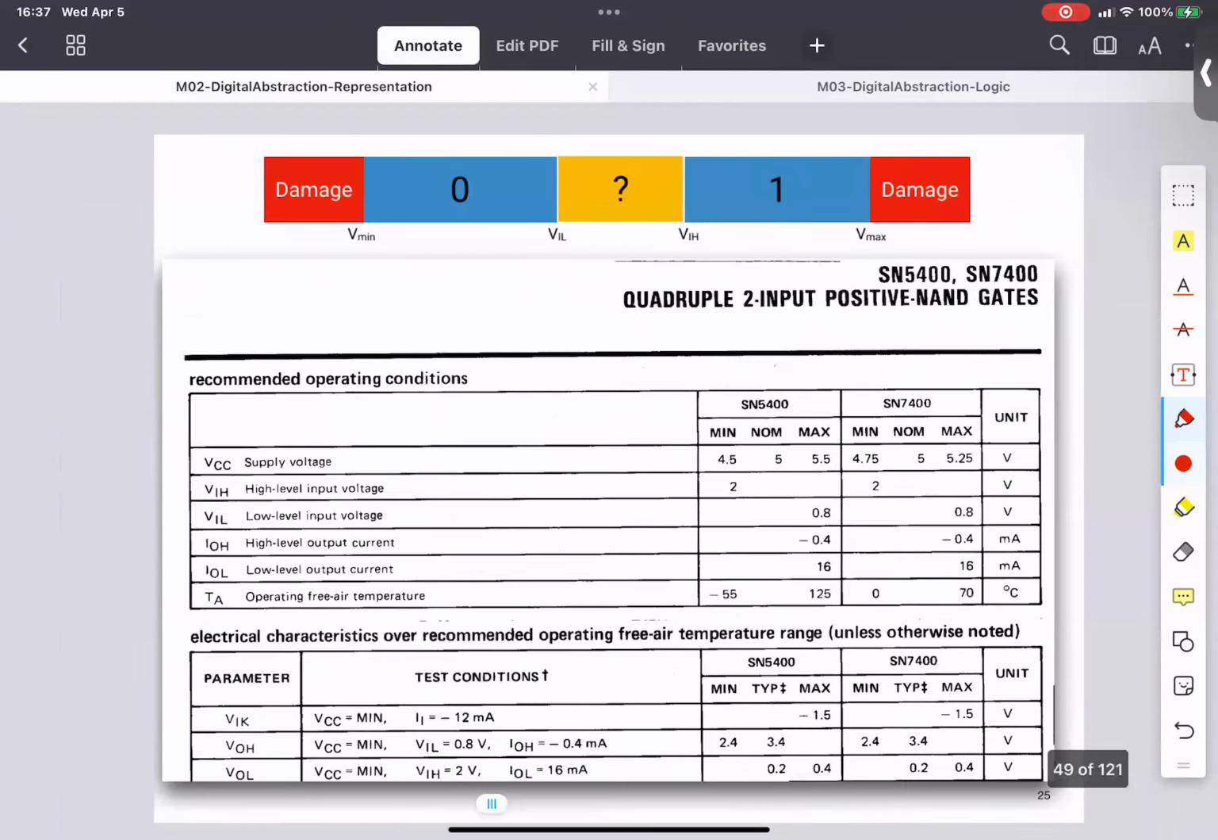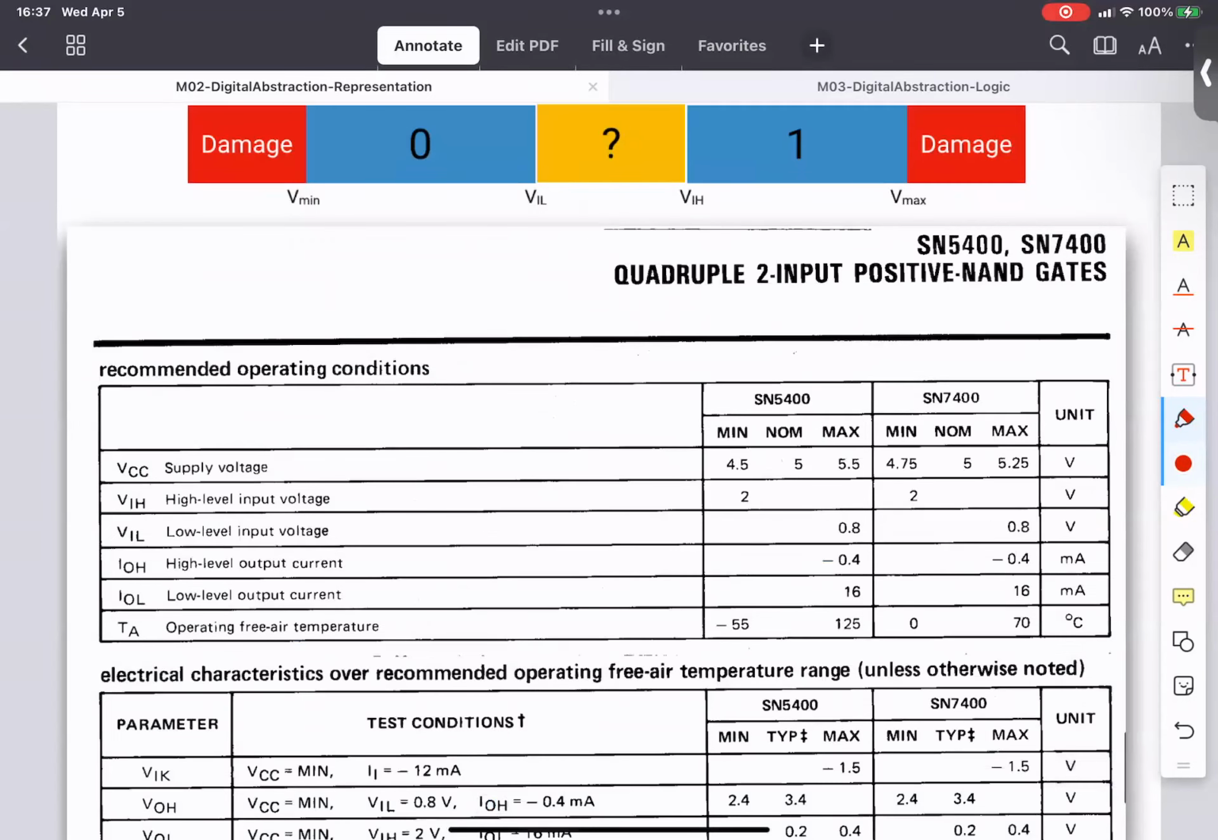So when you look at data sheets of electric components, you will see this kind of stuff. They will describe what their notion of 1 and 0 is. So let's say we are looking at this one. This is for probably one of the most famous chips in history, the 7400. It has 4 what are called NAND gates, which we'll see later. For our purposes, look at these things.